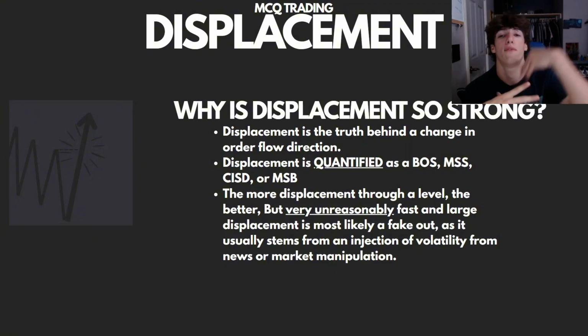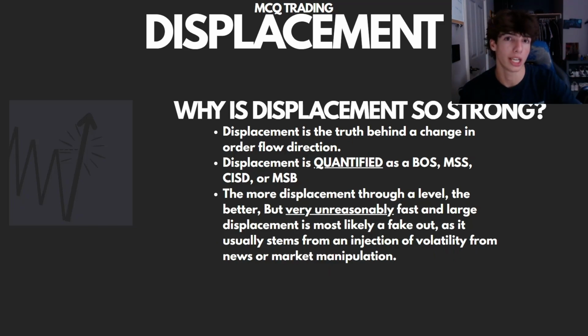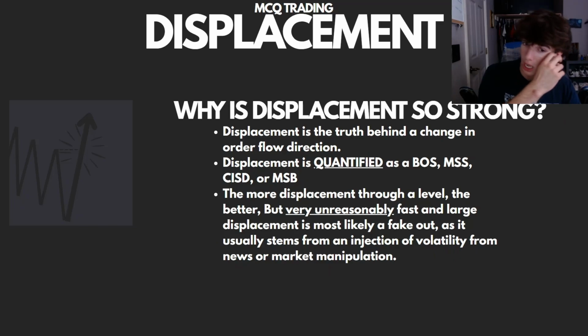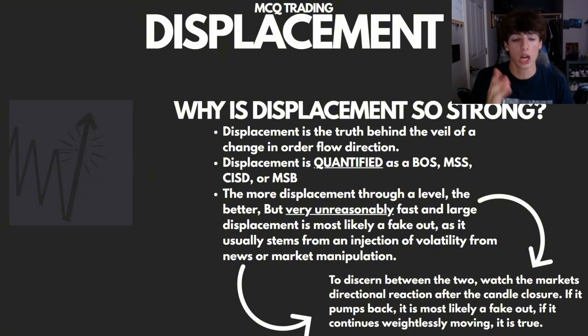But understand that very unreasonable, fast and large displacement is most likely going to be a fake out, right? It usually stems from an injection of volatility into the market from news or just simple market manipulation, right? When the market moves way too fast, your best thing to do to discern is this, right? Watch the directional reaction after we get that candle close. So if we get change of state and we're not too sold, is this displacement? Is it not? Watch the directional reaction.